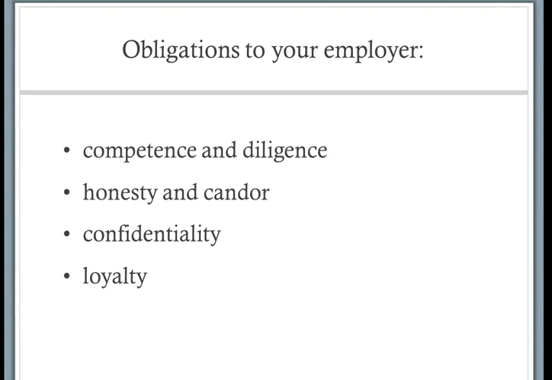And you also have an obligation to your employer to be loyal. You need to keep your negativity and your frustration out of the public view.